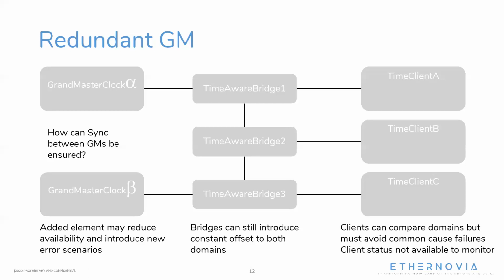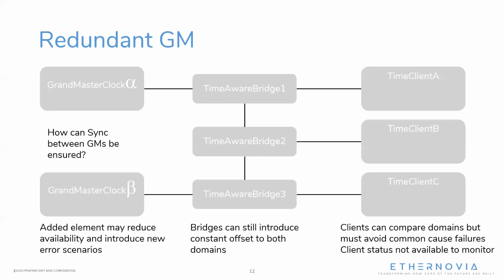Depending on how you do timestamping in the time-aware bridges in the middle, one of these bridges could have a common cause failure for both paths of the time distribution. And so time client B, for example, to the right, might still be living delta error in the past or in the future because one of these bridges, time-aware bridge 2, has made the mistake on both domains, and therefore time client B has no way of telling this apart.